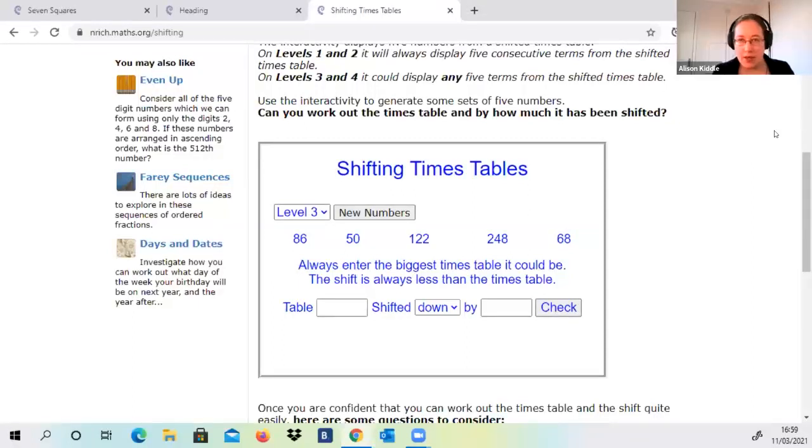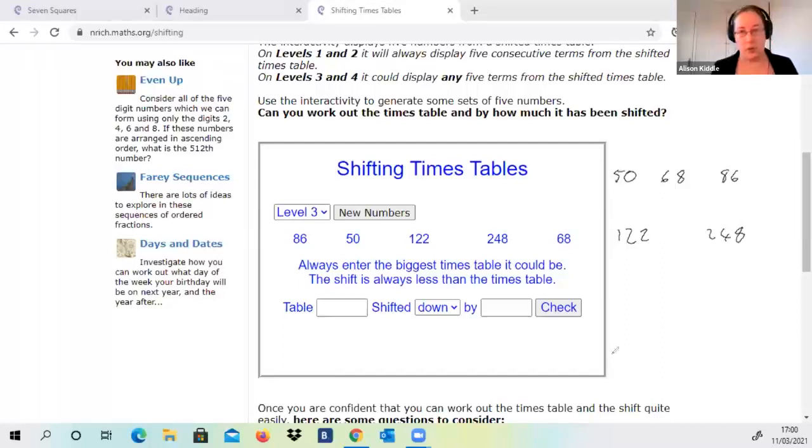Isabel, I can see that you've got a conjecture. It'd be interesting to know how you worked out your conjecture for what the times table and the shift are. Nine suggested a strategy to find 2 numbers which are closest together. So one thing I've seen students do with this, which is quite nice, is to rewrite the numbers in order. So I've got 50 is the smallest, I've got 68, I've got 86, I've got 122, and I've got 248.